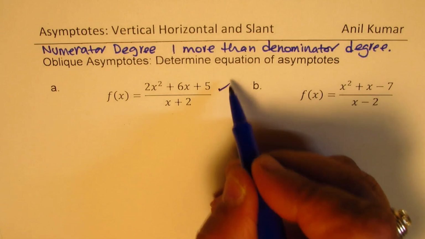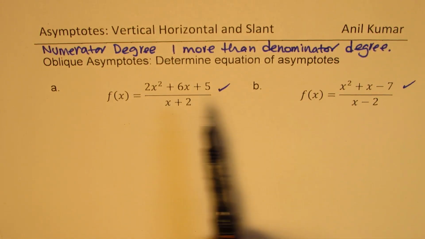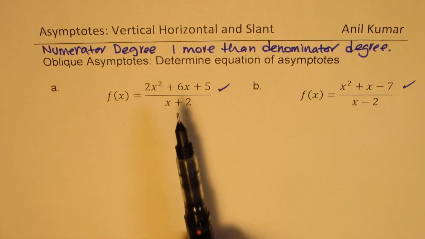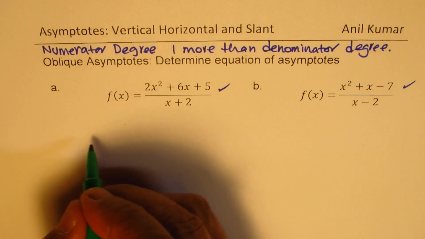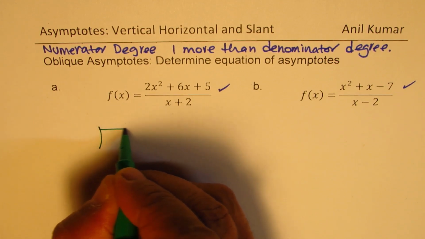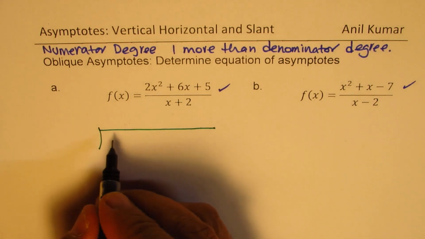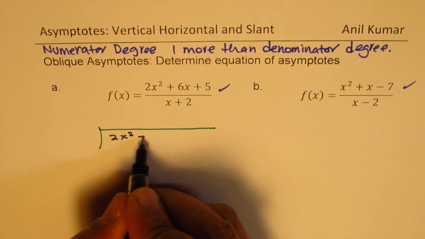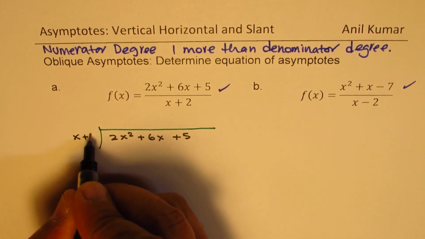So in both these cases, we have an oblique asymptote, correct? There are other asymptotes, but we'll only focus on oblique asymptote. How do we figure them out, right? So the best way to find oblique asymptote is to do long division, right? So we'll perform long division to find oblique asymptote. So it is 2x squared plus 6x plus 5. We should divide this by x plus 2.